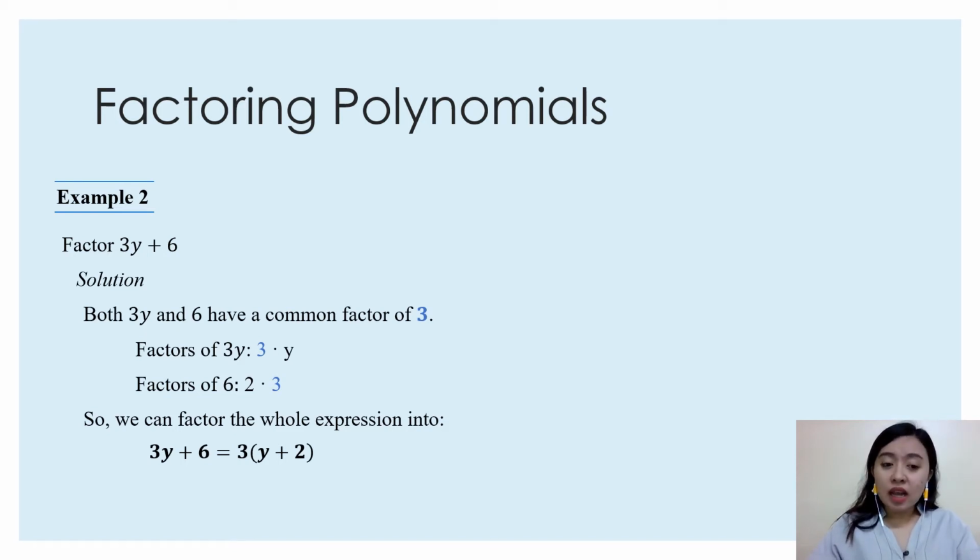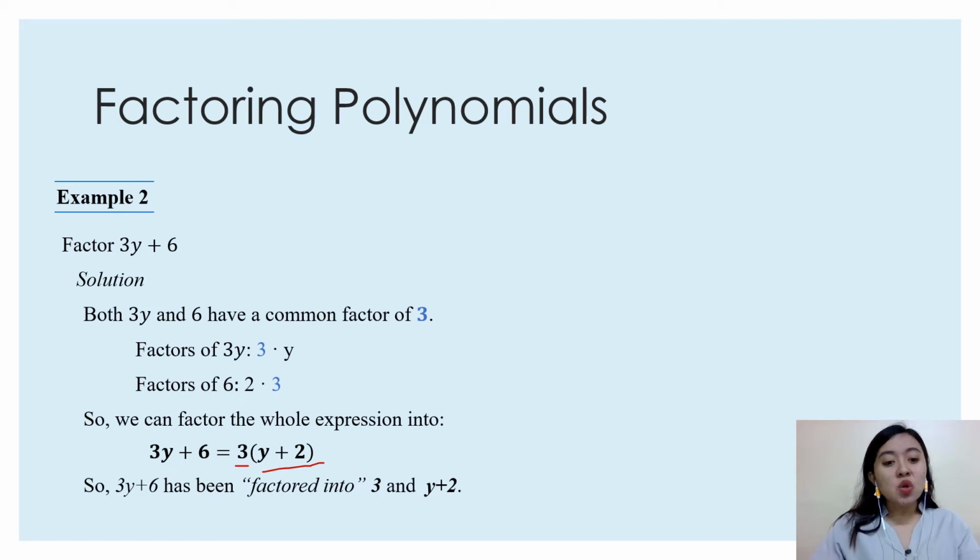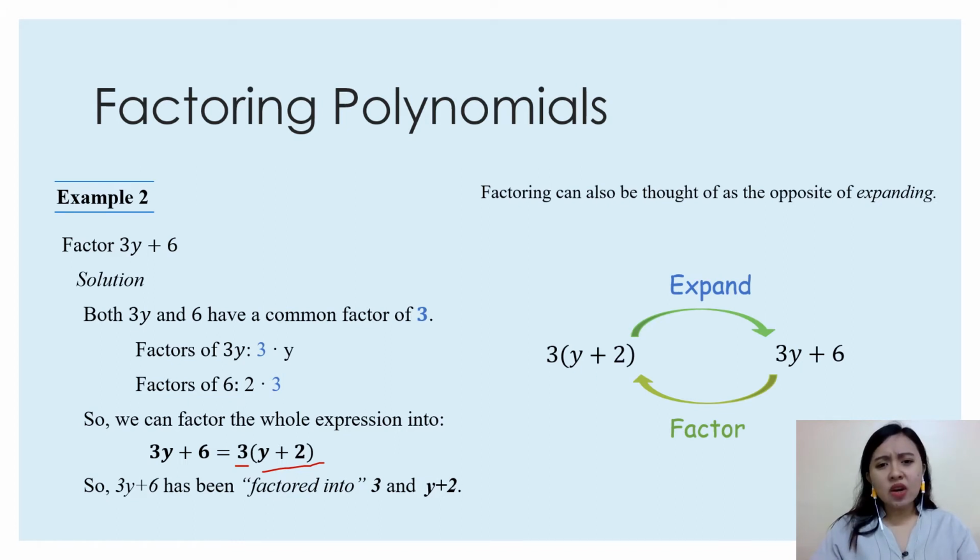Now, looking at both of their factors, we can see that they have a common factor, which is 3. So we can factor the whole expression into 3y plus 6 is equal to, the factors are 3 and 2 plus y. So 3y plus 6 has been factored into 3 times the quantity 2 plus y. Factoring can also be thought of as the opposite of expanding, as shown in the illustration here.